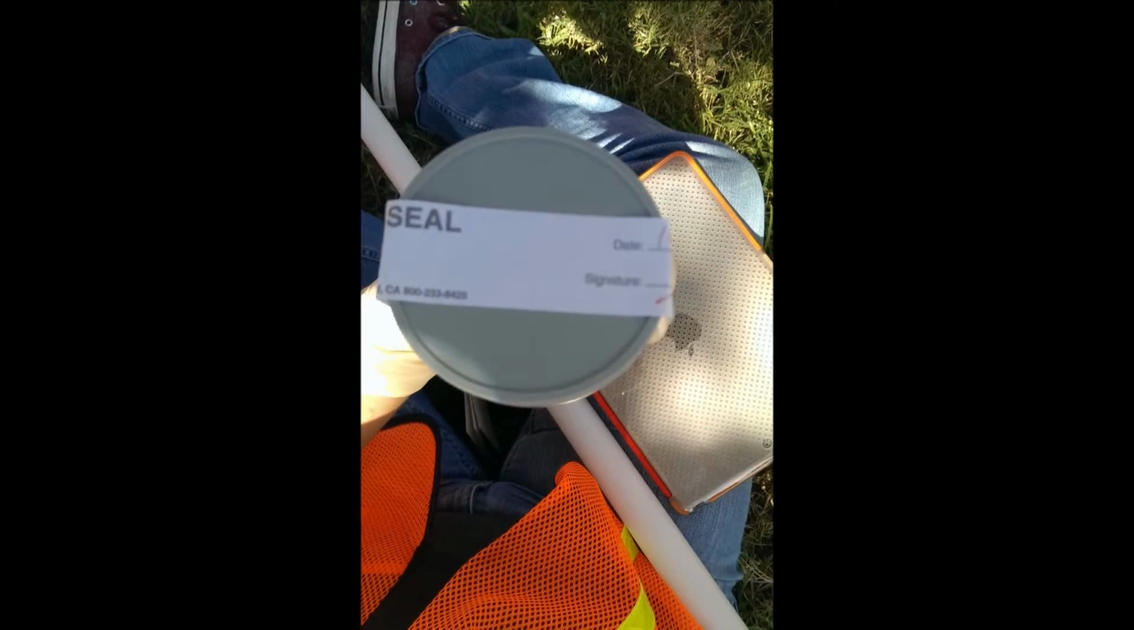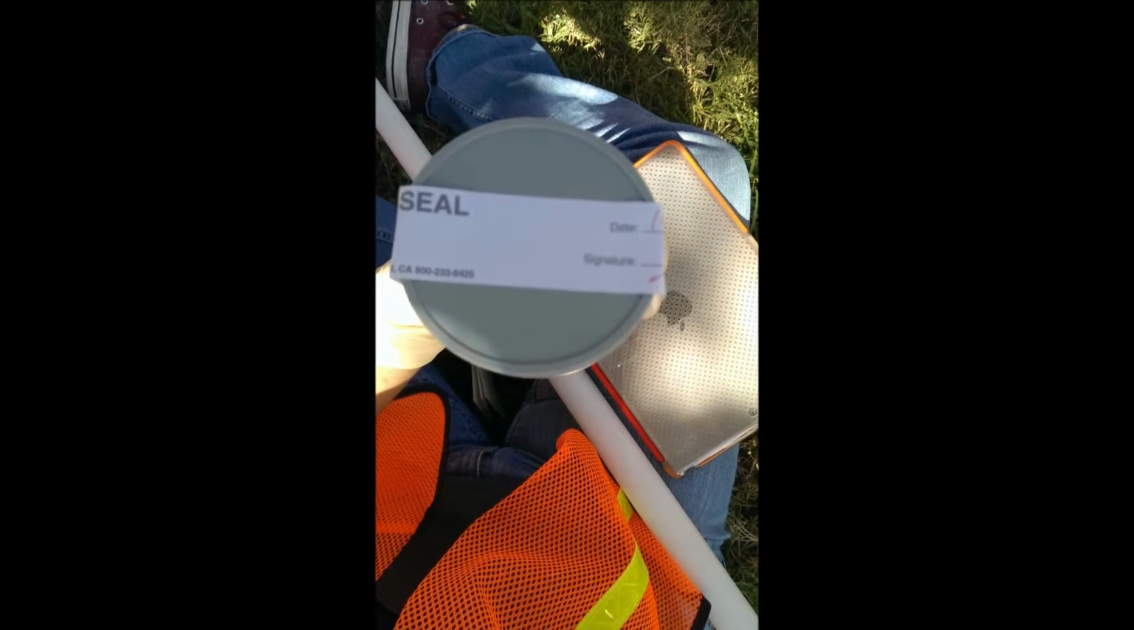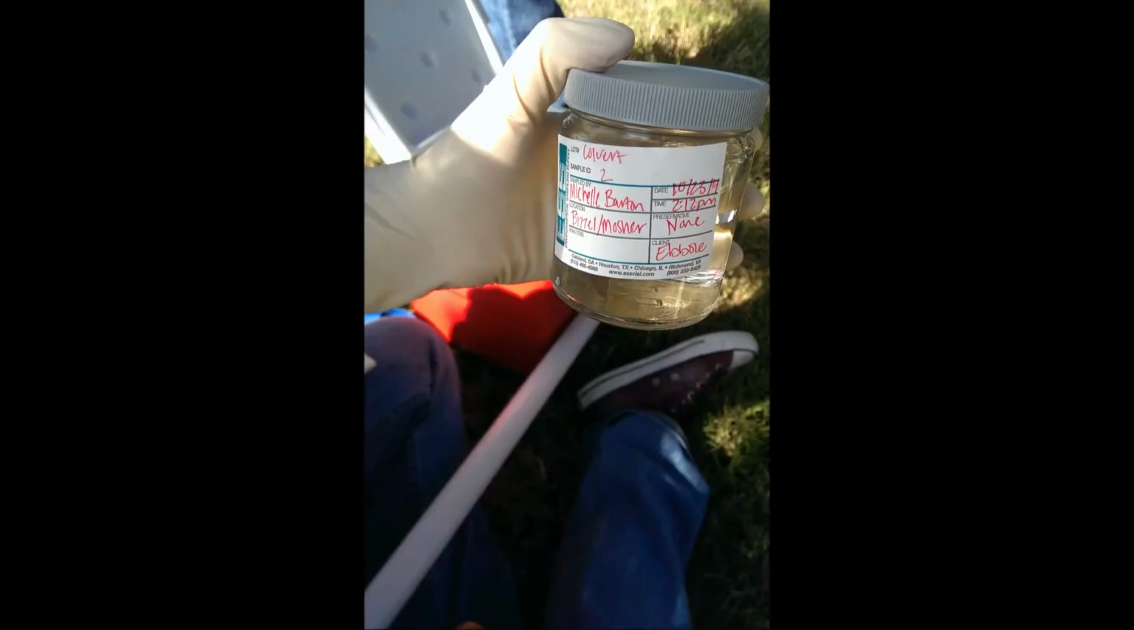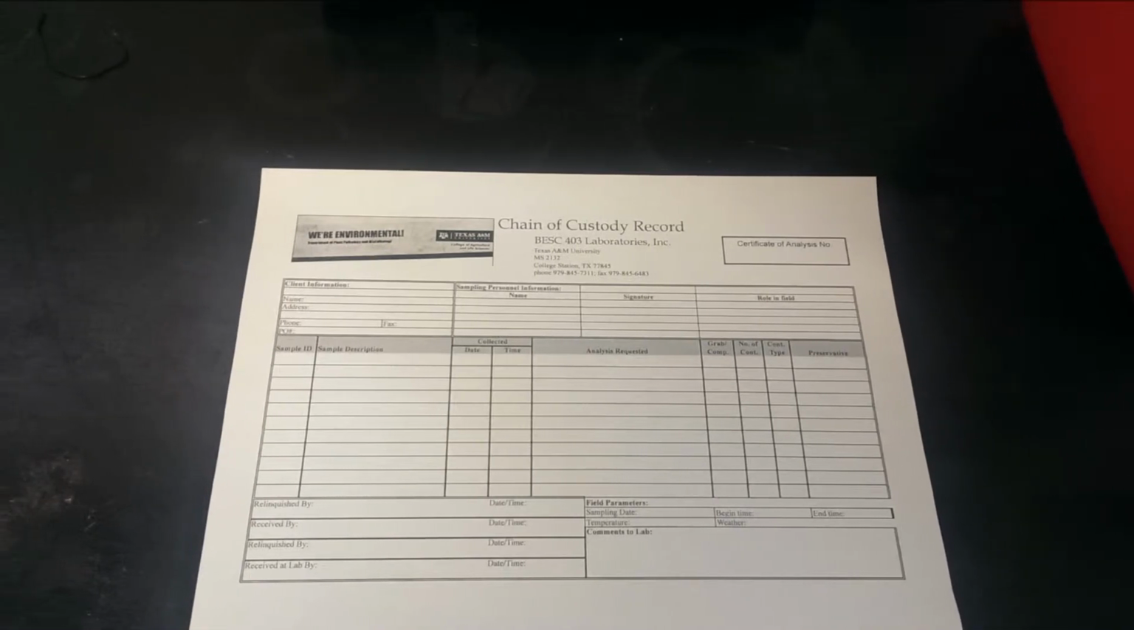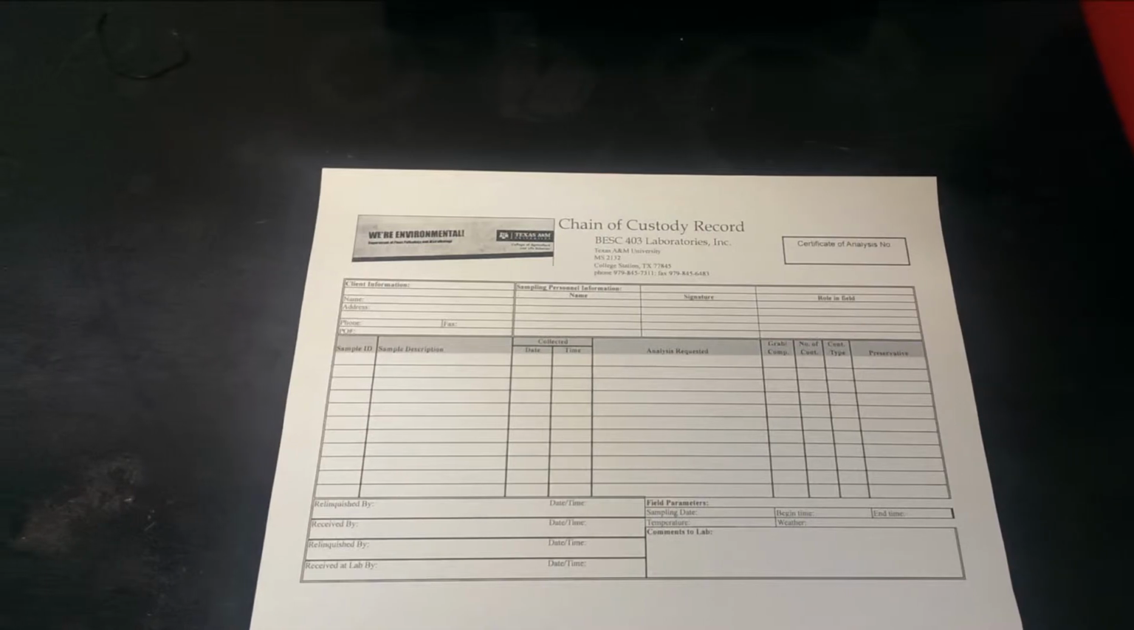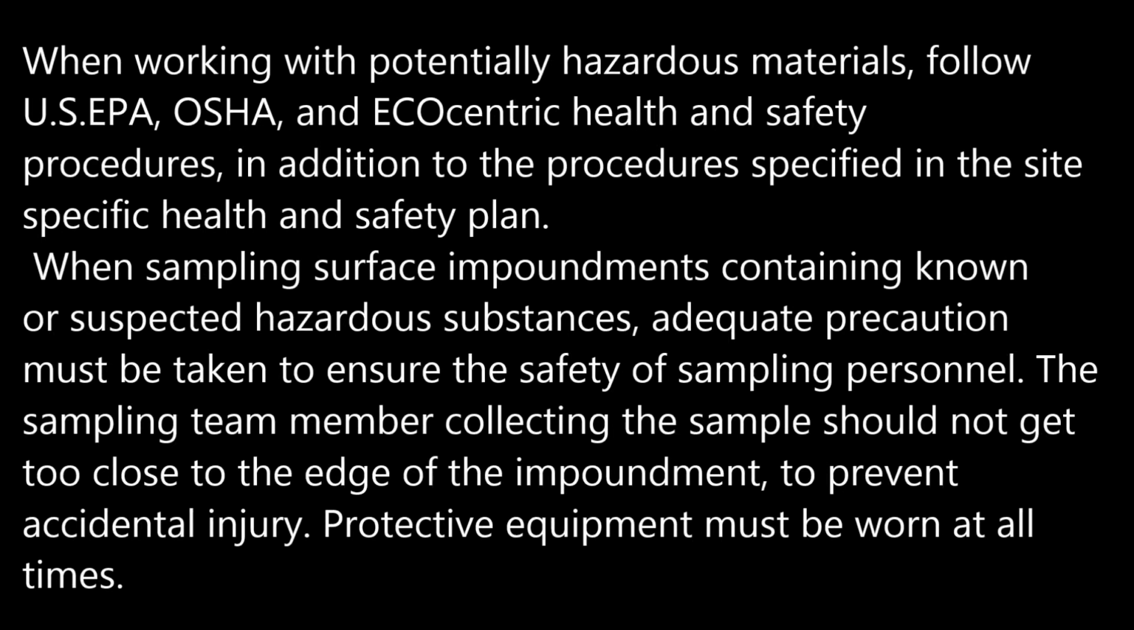Quality assurance, quality control. For quality assurance and quality control purposes, chain of custody seals, labels, and a control sample are required. Documentation using a chain of custody is vital when transporting all samples from the site location to the laboratory. When working with potentially hazardous materials, follow U.S. EPA, OSHA, and ecocentric health and safety procedures in addition to the procedures specified in the site-specific health and safety plan.